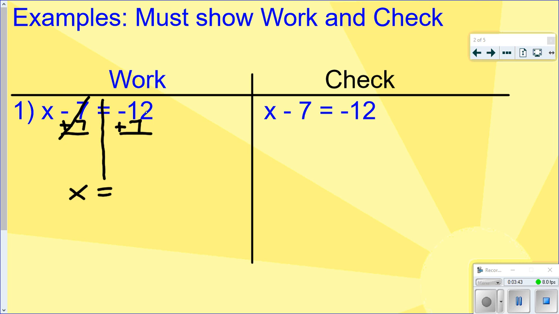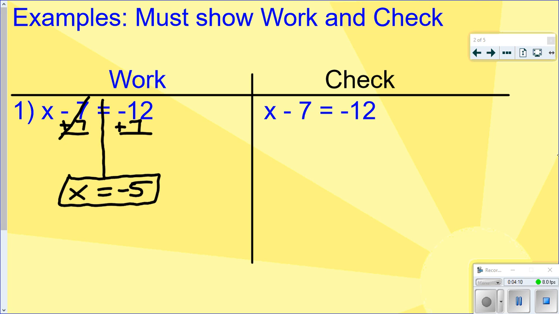So now over here I have -12 plus 7. -12 plus 7 is -5. So the answer I got was that x is equal to -5. Basically, you're working backwards to get to what the original number was. So some number -7 is equal to -12. We worked backwards to find out that that answer was -5.